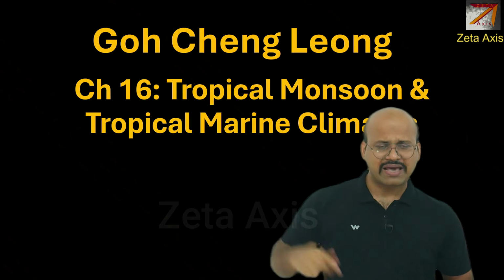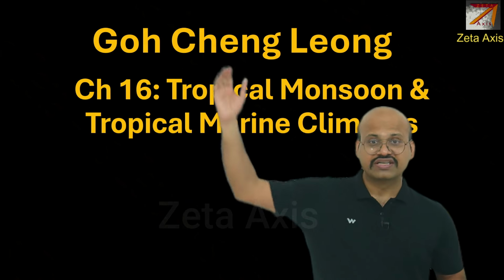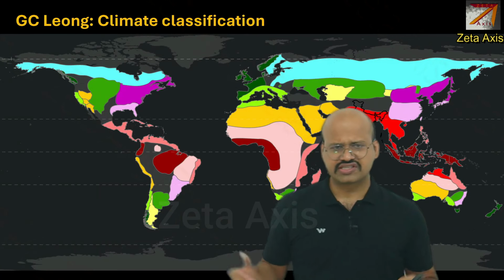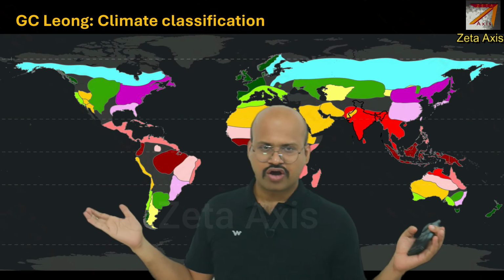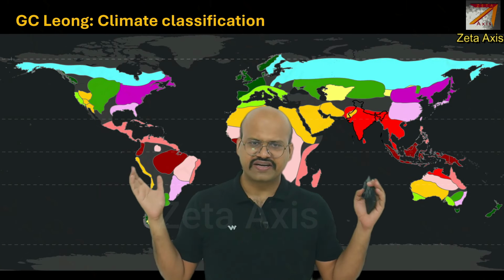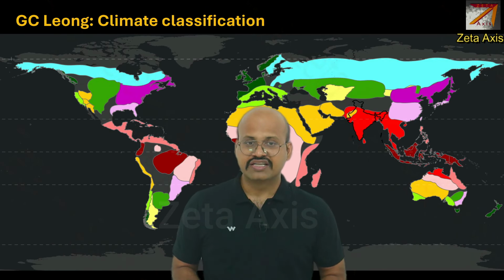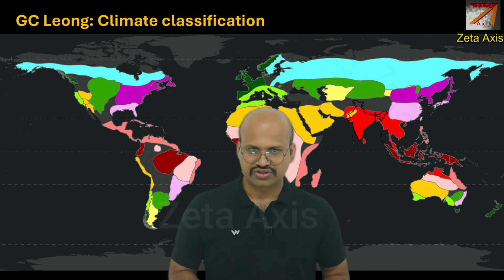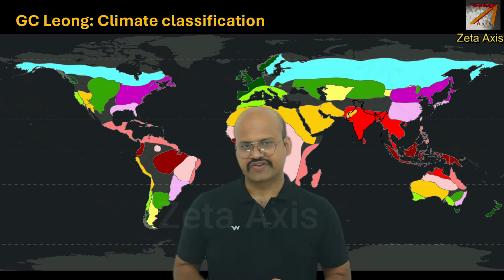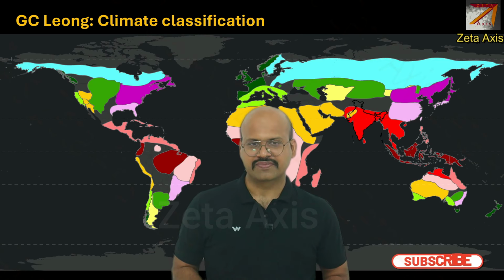Today we are going to discuss the tropical monsoon and tropical marine climate system as discussed in the book by J.C. Leong. This is the complete classification system of J.C. Leong, where he has classified different regions of the world into different climate types. However, J.C. Leong has not specifically mentioned what parameters he has used for doing so, or which specific climate classification system he has followed.